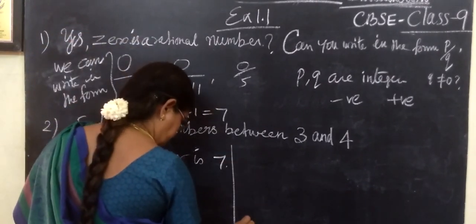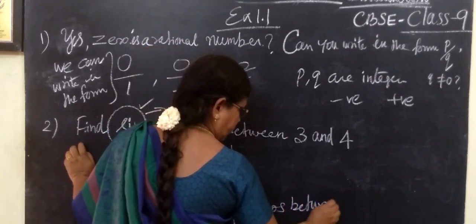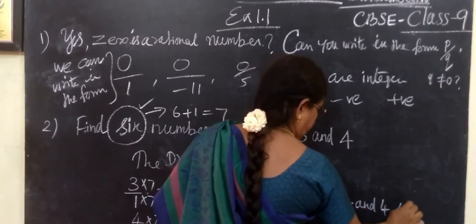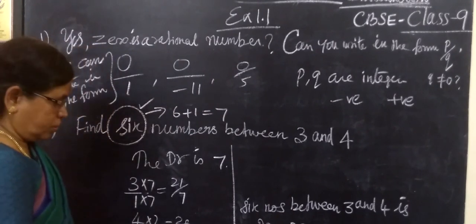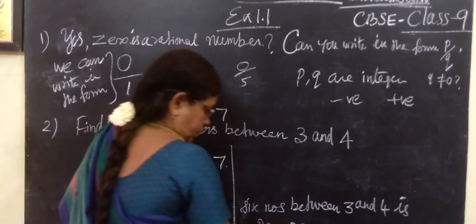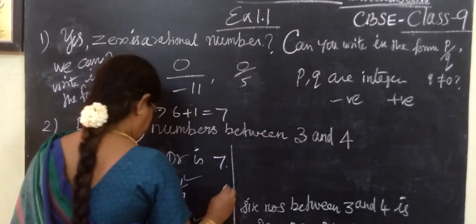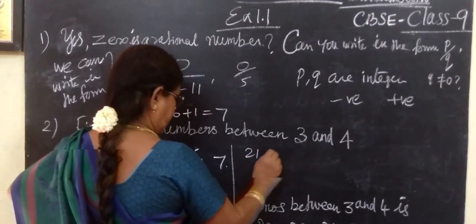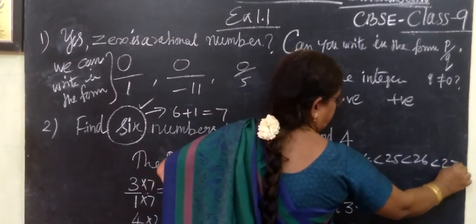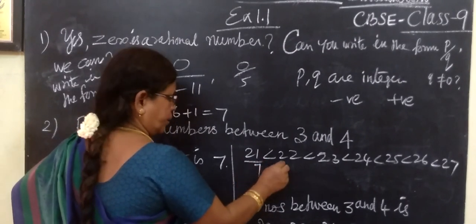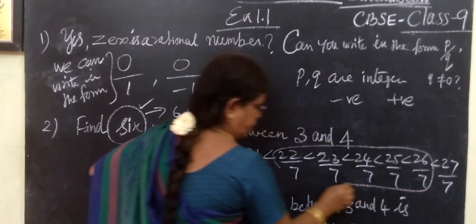So directly you can write: therefore, 6 numbers between 3 and 4 are 22 by 7, 23 by 7, 24 by 7, 25 by 7, 26 by 7, then 27 by 7. Between means you use the starting number but you should not write the ending number. Or you can write 21 by 7 and so on. Between means you are considering only these 6 numbers.